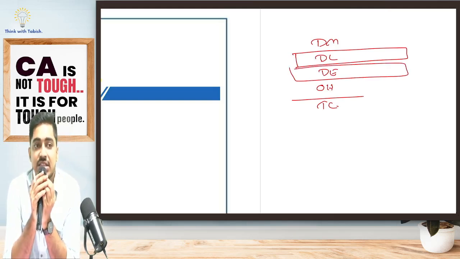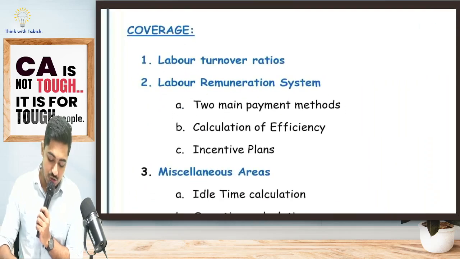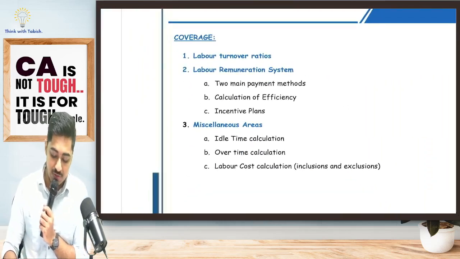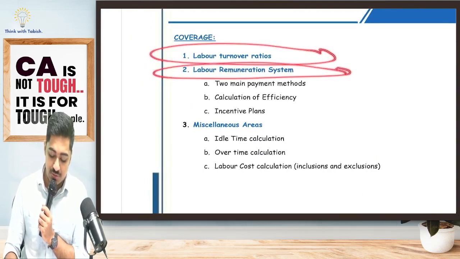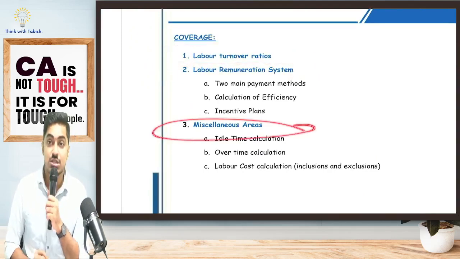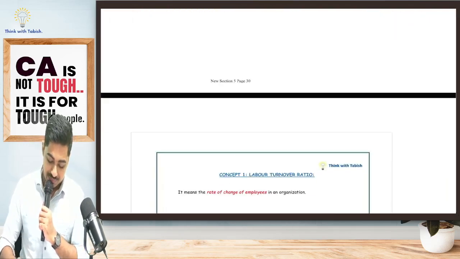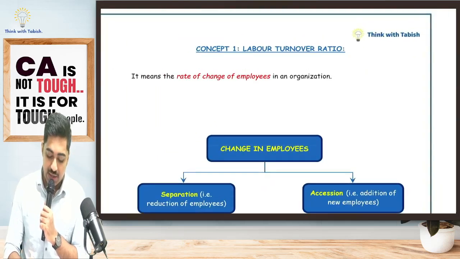So shall we start the session, everyone? So altogether, three concepts. Concept number one is labor turnover ratio. Concept number two is labor remuneration system. Concept number three is miscellaneous areas. Concept number one, labor turnover ratio.